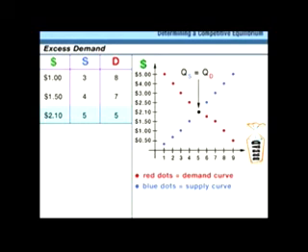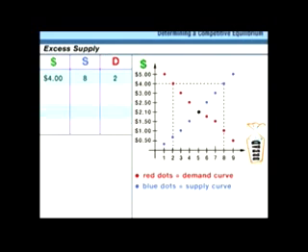Now, you can see the same analysis working from the other direction. Suppose we start with a high price for bread. Suppose $4 a loaf. What would happen in that case? At a price of $4 per loaf, the quantity demanded is going to be smaller, that is 2 loaves of bread per week.